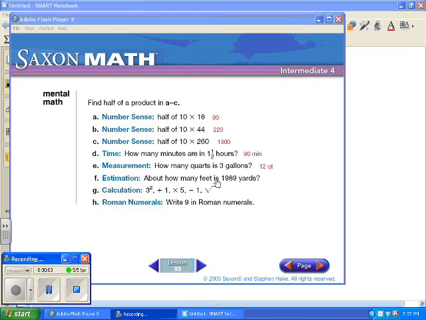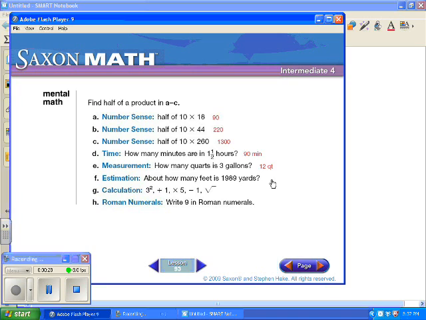At F, estimation. About how many feet is 1,989 yards? About gives us permission to estimate, okay? Now they've given this to us in yards, and I know that each yard has 3 feet. So I'm going to round this number off to about 2,000. So how many feet are in a yard? So you would do 3 times 2,000, and our estimate would be 6,000 feet.